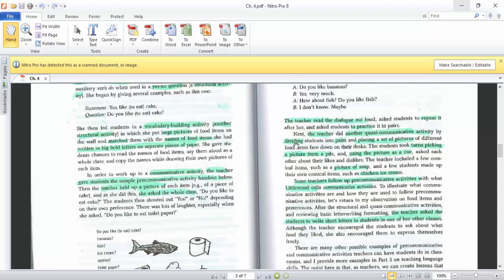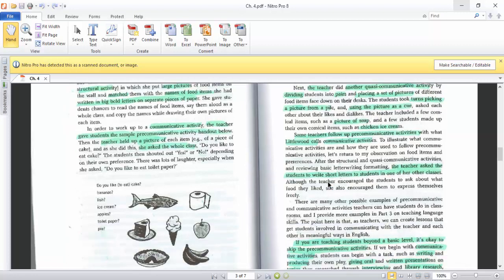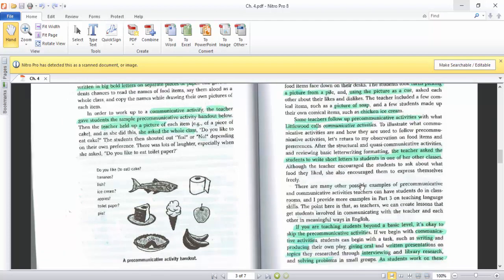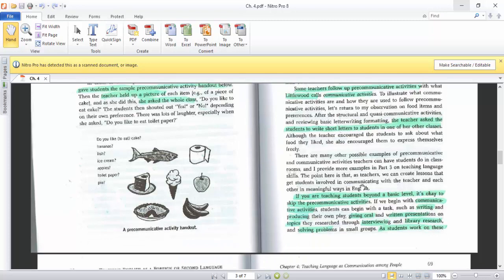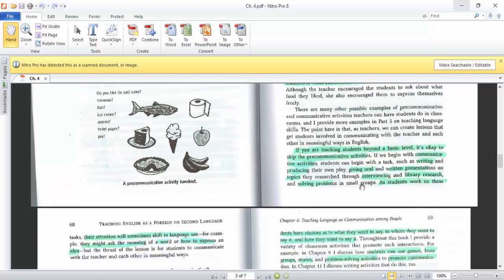Then the next step is the teacher did another quasi-communicative activity by dividing the students into pairs and placing a set of pictures of different foods. The whole activity depends on how to make the students talk about food likes or dislikes, but in different communicative activities, to make the students talk in English, to use the language and to talk in the English language.